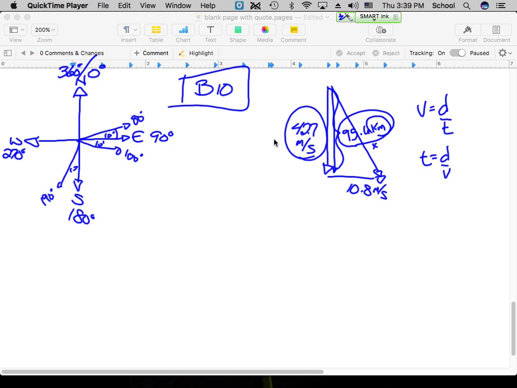Of course, we have a problem here because this is kilometers and that's meters per second. So we're going to change that to meters, and then we're going to divide that by meters per second, so the meters cancel, and that gives me 2,200 seconds. Is that right? Yes.